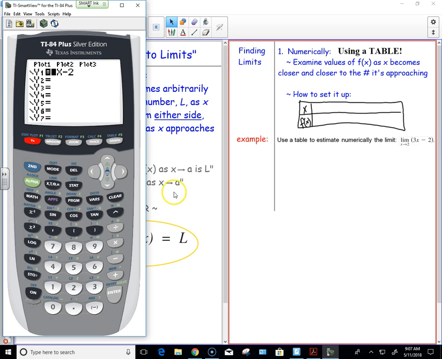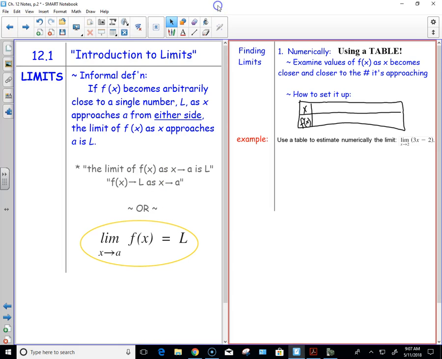You have your y equals 3x minus 2, you have your table set up on ask. And then in your table, you've deleted out any points. All right, here we go.